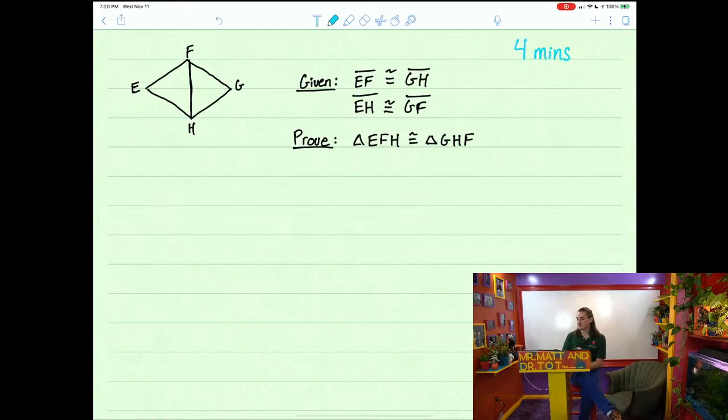We have this diagram of the quadrilateral EFGH that's split down the middle by FH. You're given that side length EF is congruent to side length GH, and EH is congruent to side length GF. And you're asked to prove that triangle EFH is congruent to triangle GHF. So I'll give you 4 minutes, then I'll give you the solution.